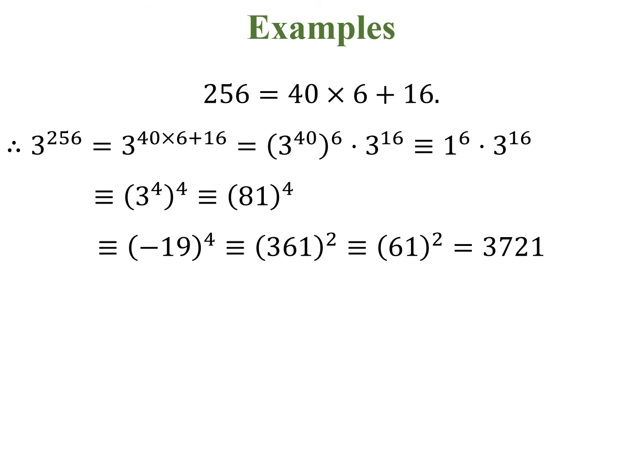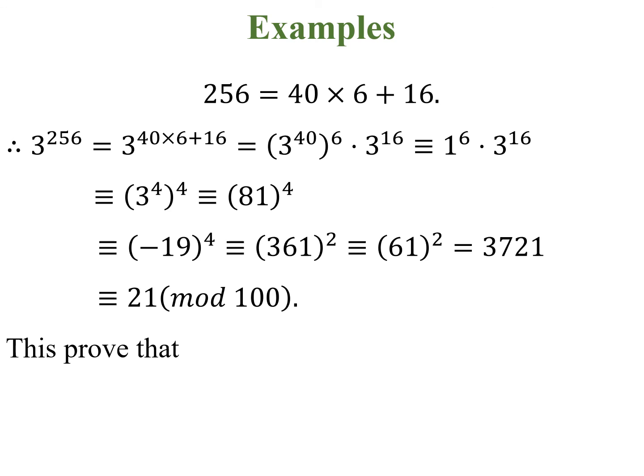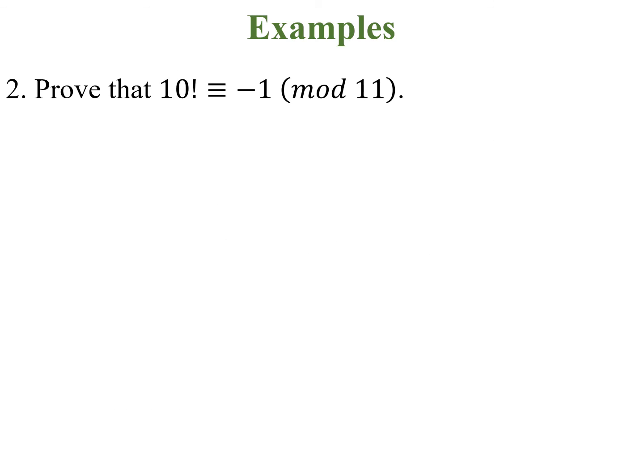The process is stopped, and in this way you will get that 3 raised to 256 is congruent to 3721 modulo 100. And when we divide this by 100, you will get 21 as a remainder. So indirectly 3 raised to 256 is congruent to 21 modulo 100. This is proved. Second example.